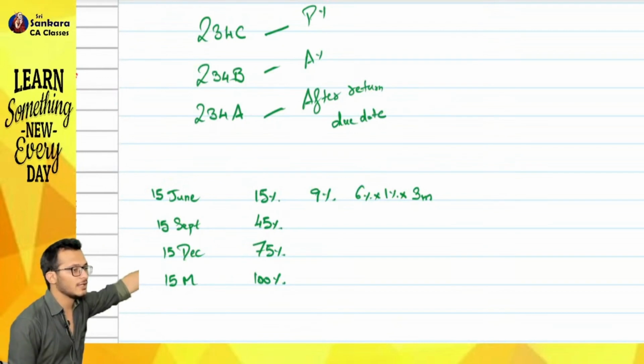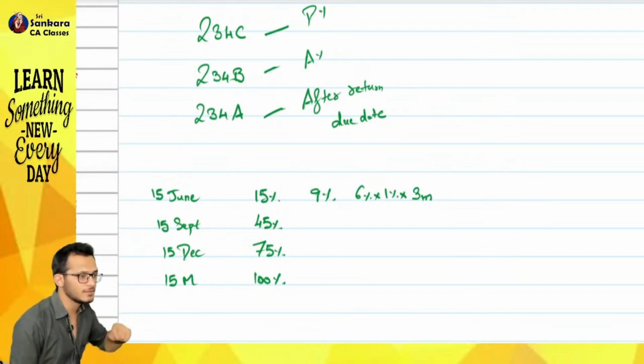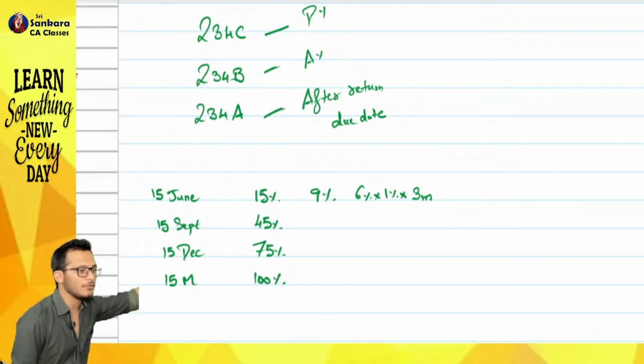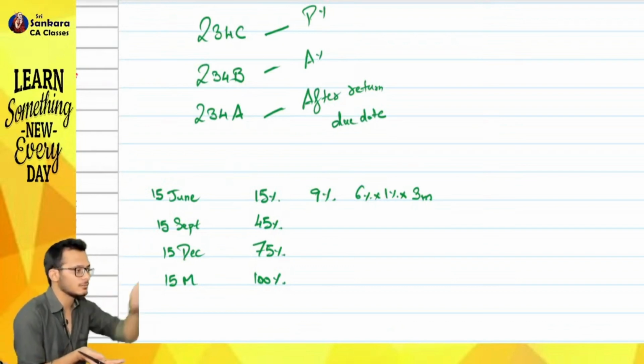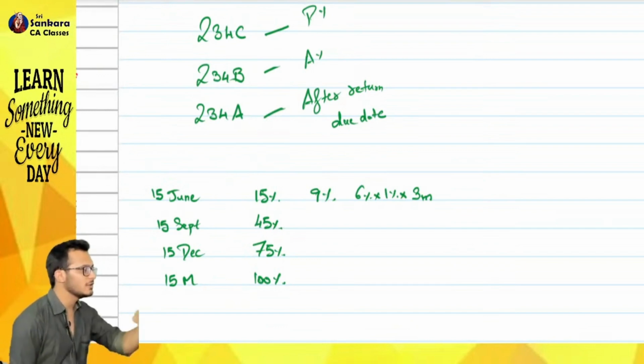On 15th June, I asked you to pay how much? 15%. Did you pay the 15%? No. Which means you have kept my money from me for how many more months? Next 3 months. Because next 3 months, I will again check for 45, which means that 45 already includes the 15 also.